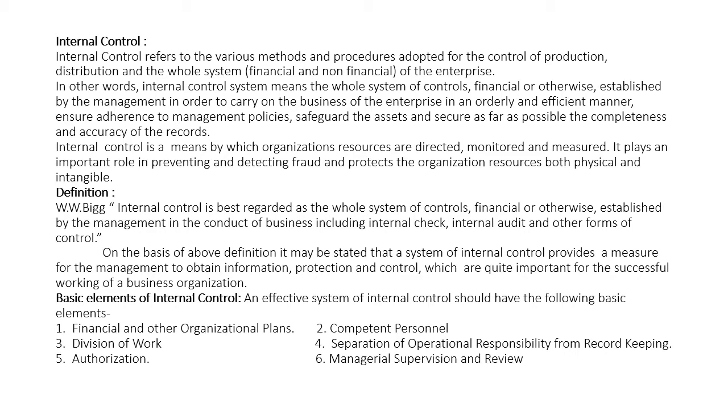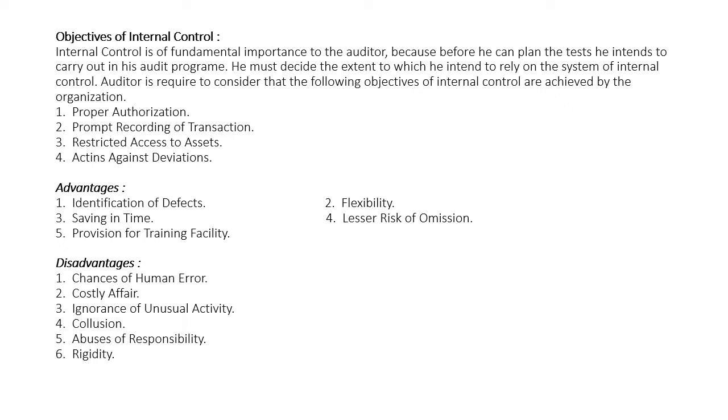Fourth is separation of operational responsibility from record keeping. No one person should work from beginning till the end, and thereby there is a necessity of separation of operational responsibility from record keeping. Next is authorization. There is a necessity of authorization in the organization. If authorization is proper, then it is possible to establish control. And last is managerial supervision and review. Internal control succeeds if proper procedure is followed in the organization.